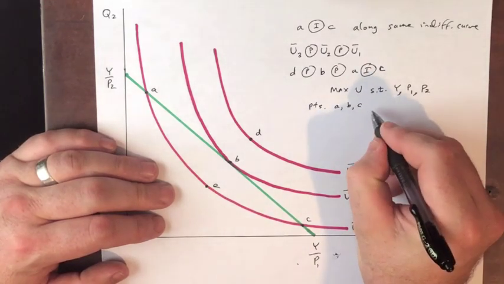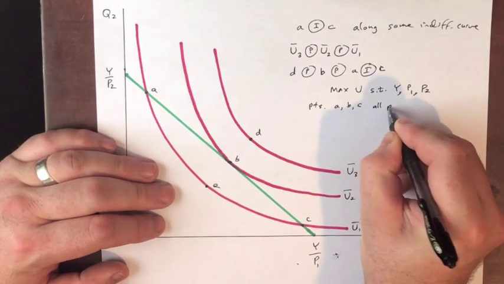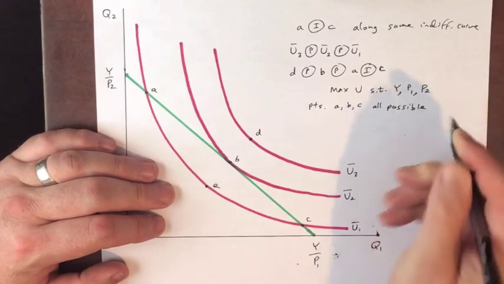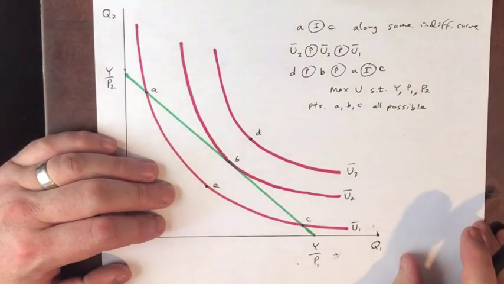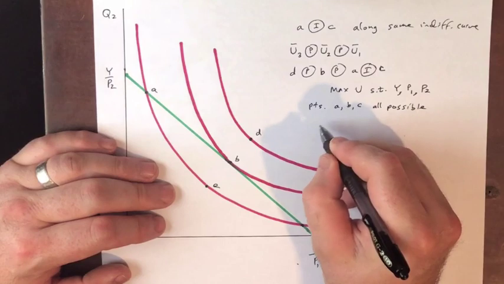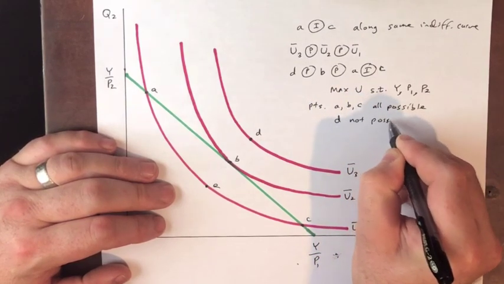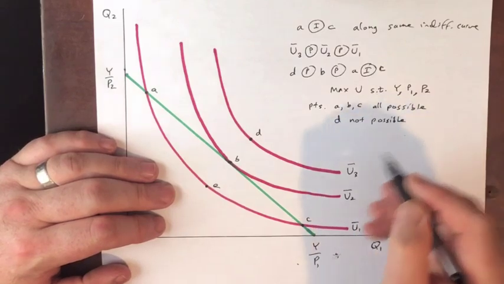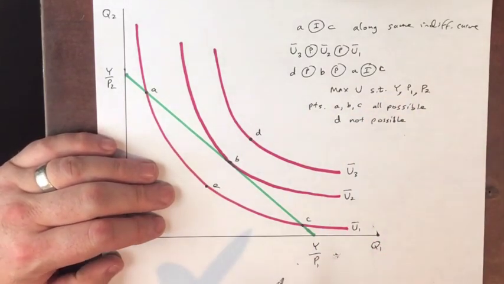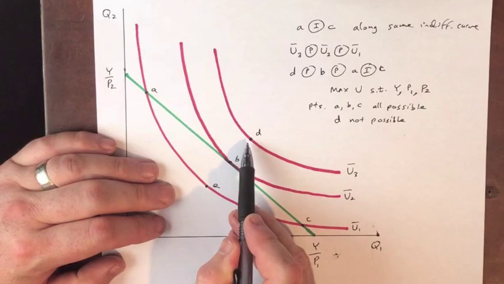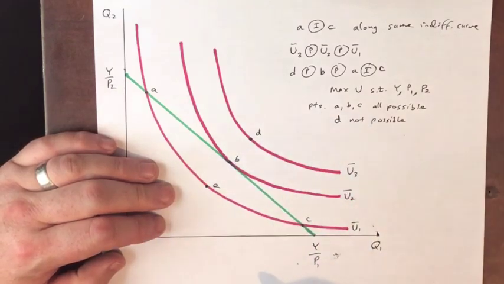So points A, B, and C are all possible. They can be attained by the individual. Okay. But point D is not. Okay, that's not possible. Right? The individual does not have the money given what the prices are. They don't have the money to get to D. Okay, so A, B, and C, all of these are possible.